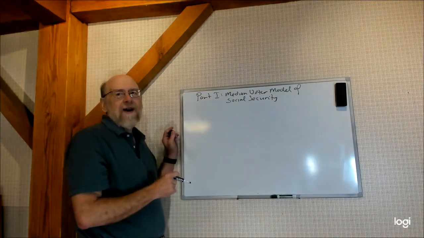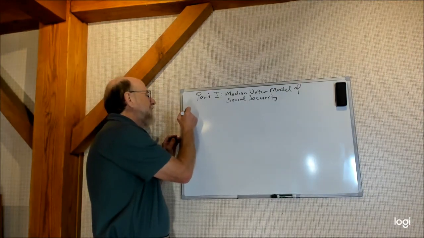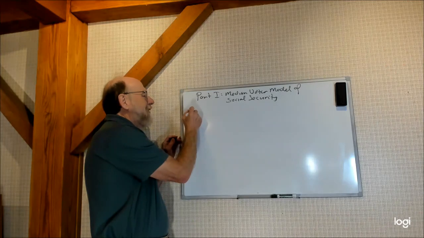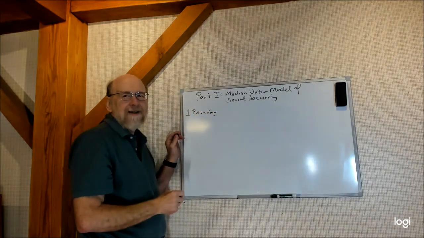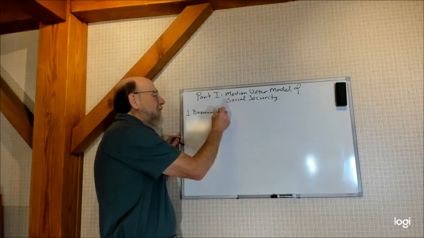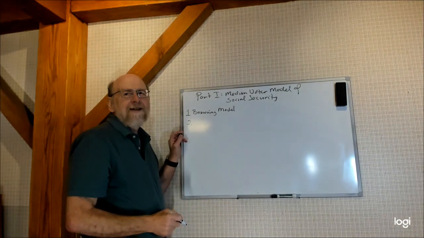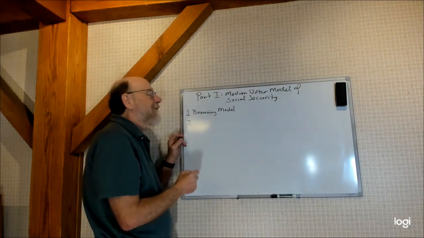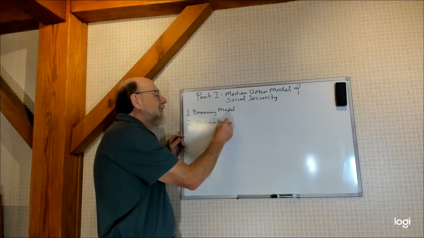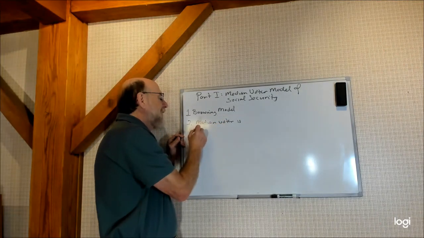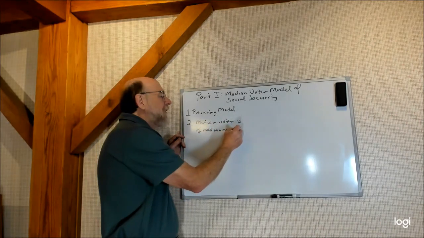So let's talk about the model of Social Security expenditures. This is an idea developed by a guy named Edgar Browning in the 1970s. So this is the Browning model, I guess you'd say. And the idea is that the median voter is of median age and income.